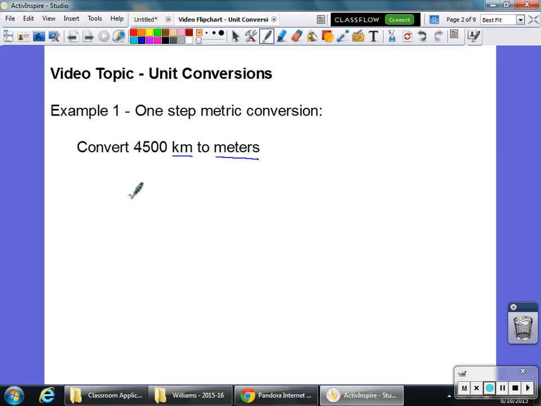And so when we write this out, we're going to start with our given, which is the 4,500 kilometers. Then we are going to make our conversion factor. Since kilometers, if you want, you can put it over 1, will be in our numerator, kilometers must go in our denominator of the following conversion factor so that we can then cancel out those units.